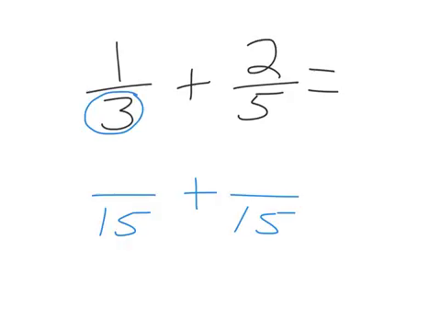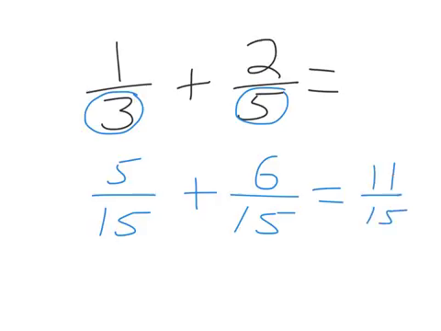3 times 5 is 15, so what I do at the bottom, I must do the top, so 1 times 5 is 5. 1/3 is equal to 5/15. Okay, the 5 I multiplied times 3 to get 15, so 2 times 3 is equal to 6. Now I have 5/15, which is equal to 1/3, plus 6/15, which is equal to 2/5, and now I can add them. 15 is my denominator, 5 plus 6 is 11. That's what we're going to learn how to do.